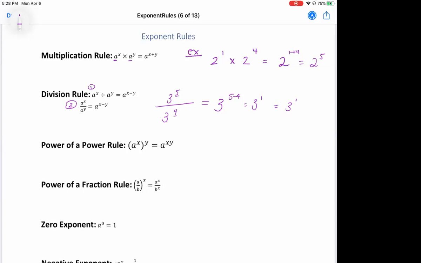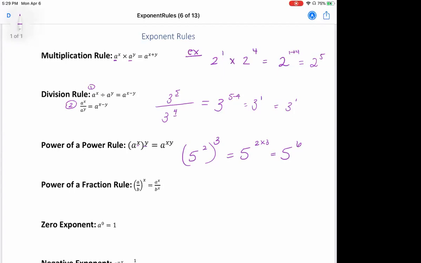Next rule, power of a power rule. This is saying if I have an exponent being raised to another exponent using parentheses, they're multiplying. So if I have 5 squared being raised to the third power, that would have the same effect as 5 with the exponent of 2 times 3. So 2 times 3 gives us 6. That would be our same answer.